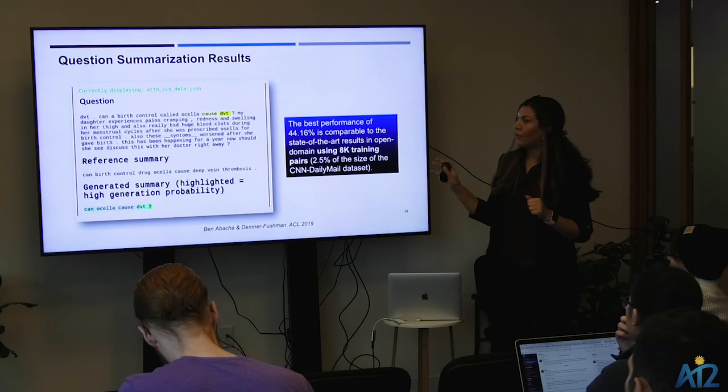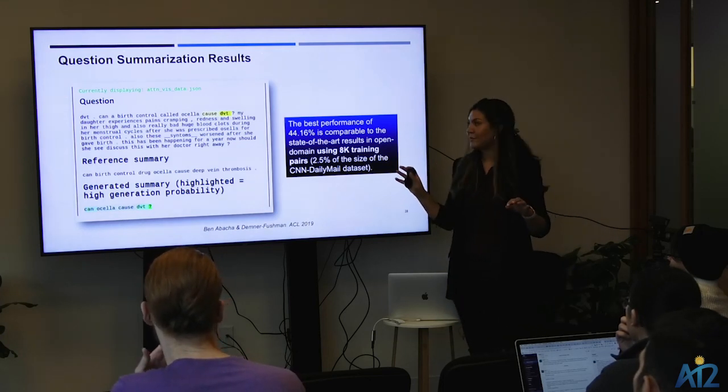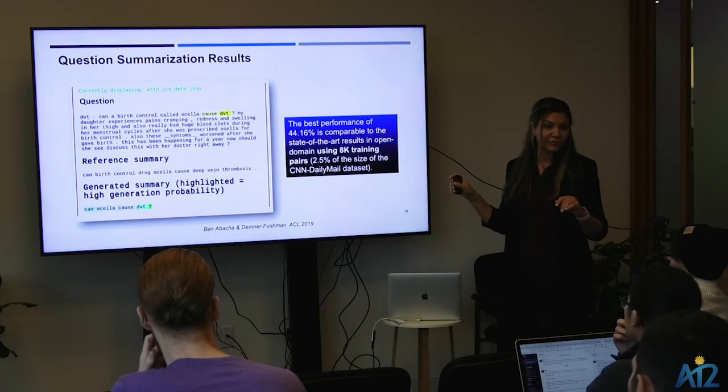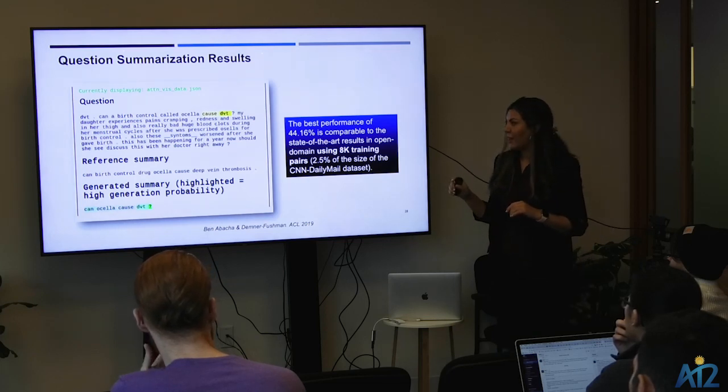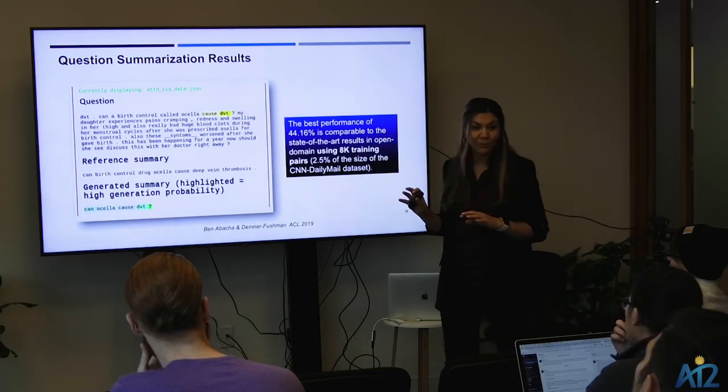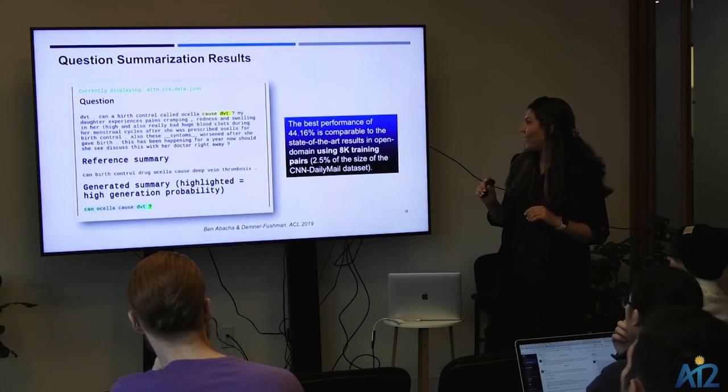This is an example of a consumer health question received by the NLM and the summary generated by the pointer generator trained on the third data set. The summary of this 7-line question is, can Oscilla cause DVT, which is a perfect summary.